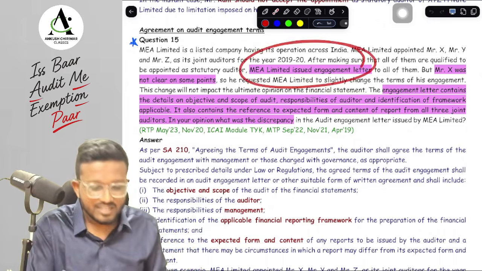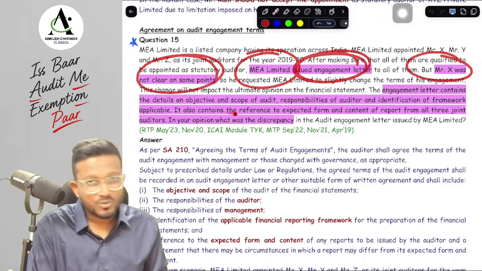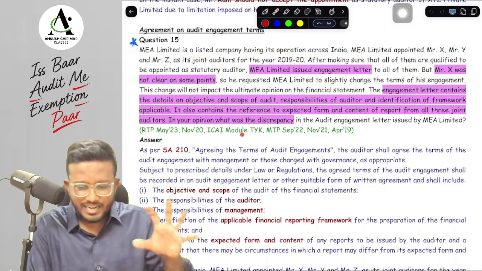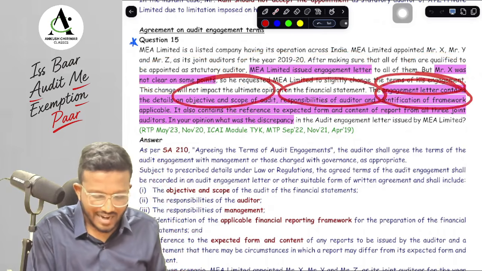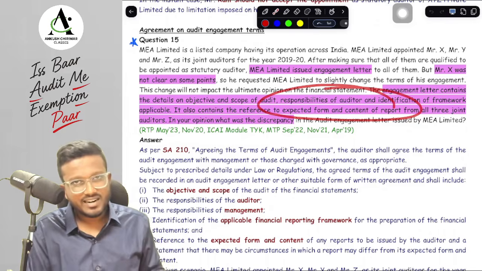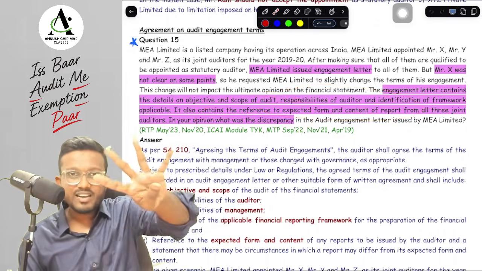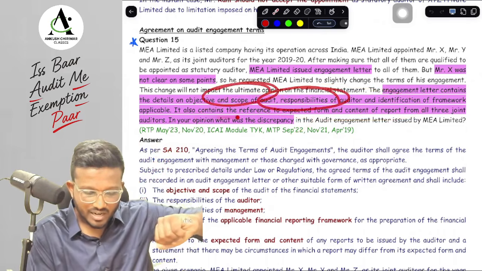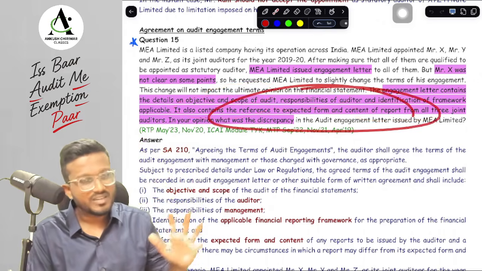So here the question is: MEA Limited, that is the client, is issuing the engagement letter to the auditor. And in that engagement letter, what all things are mentioned? The objective and scope of audit, the responsibilities of auditor, the identification of FRF, and the expected format and content of report. What is the discrepancy in the particular audit engagement letter? So basically 4 things are mentioned in the engagement letter. One thing is missing, that is your management responsibility. So your management responsibility is missing.